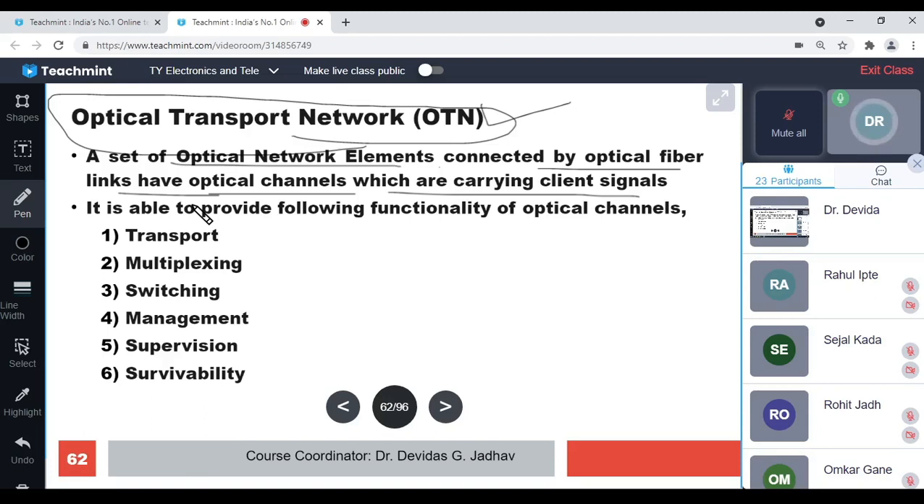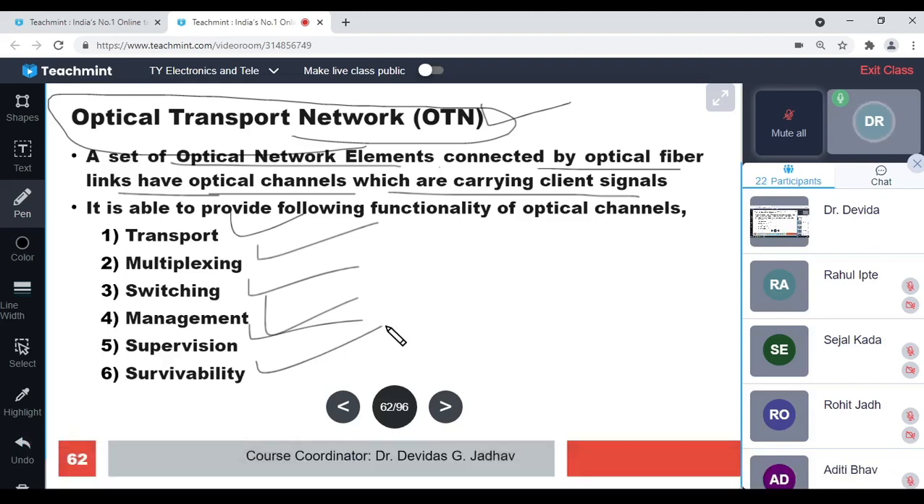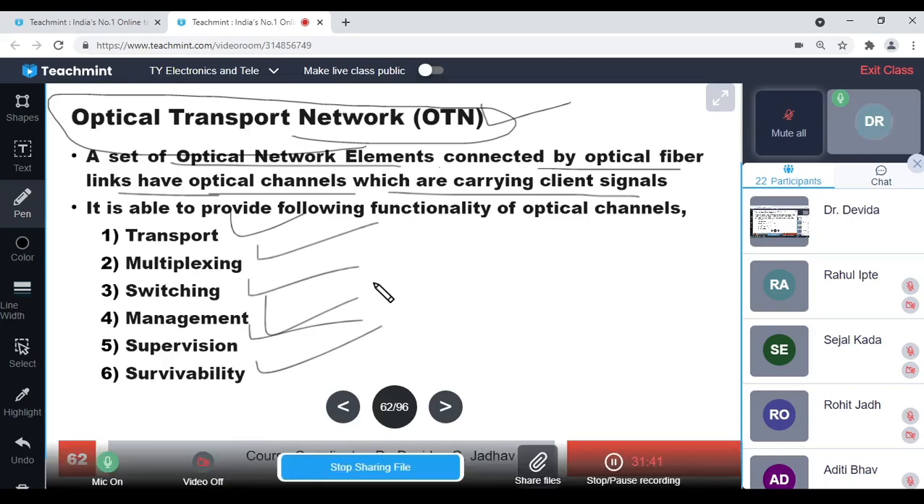It is able to provide the following functionality for the optical channels. It can transport, it can multiplex, it can have switching, it can have management, it can supervise, it can have survivability. So transportation, multiplexing, switching, management, network supervision, and network survivability, all these functions can be provided for the optical channels.